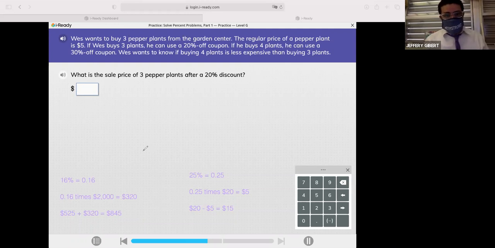So if you bought 3 pepper plants, how much would that be, DeAndre? So if 1 pepper plant is $5, how much is 3 pepper plants? All right, 15. And then if you had a 20% discount, what is 20% as a decimal? 0.2, same thing. So you need to get 20% of 15. So how do you find 20% of 15?